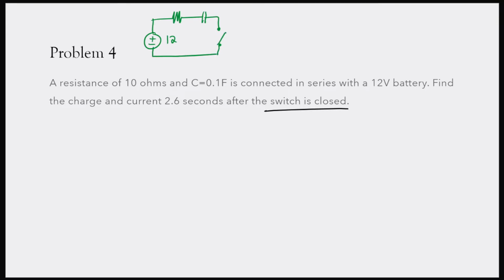After the switch is closed means initially the switch is open. This is the initial condition. At time 0, right at the instant our instantiation starts, the circuit closes. So remember our equation: R dq over dt plus q over C is equal to E. That is our condition.